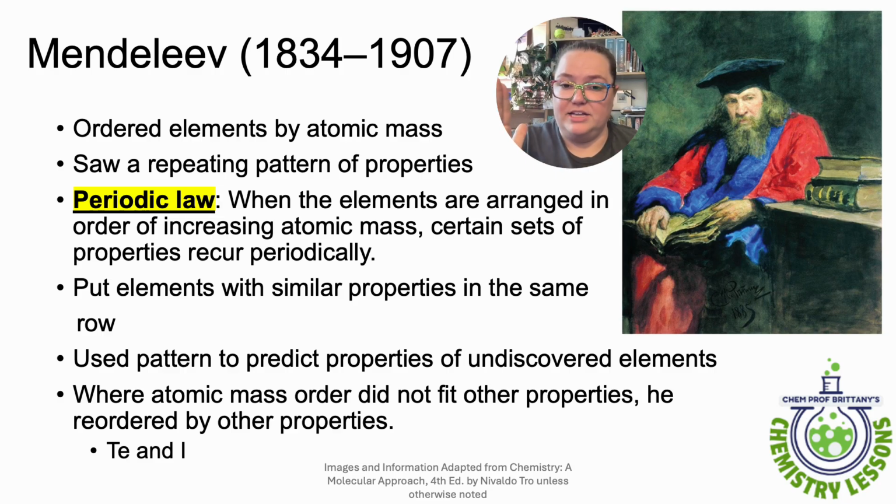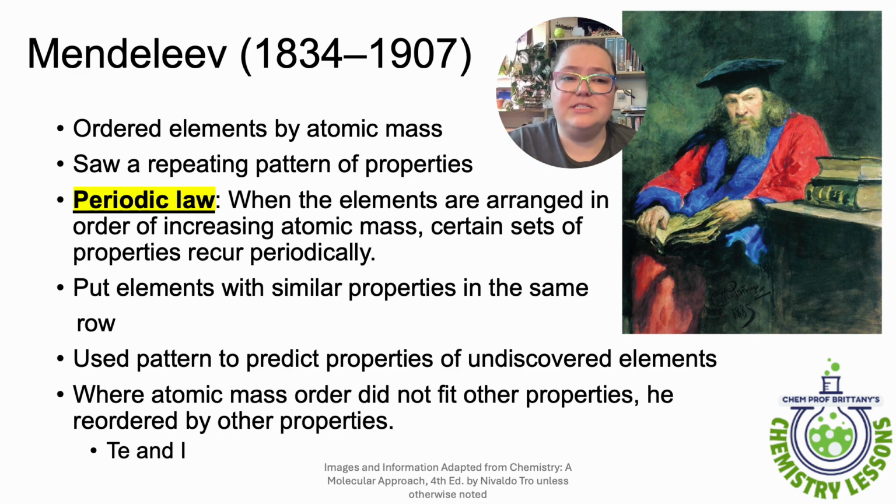So this guy is really reactive. Well, blah, blah, blah. Well, now this guy's really reactive. Blah, blah, blah. And so he would see periodically there would be this repetition. So we call that the periodic law. When elements are arranged in order of increasing atomic mass, certain sets of properties occur periodically. This is how Mendeleev described it.